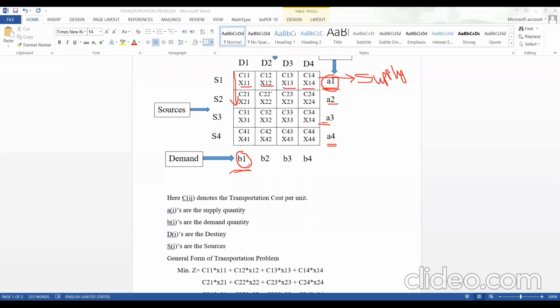Here D1, because the demand of destination D1 is how much? It is B1. So from different sources, the product has been supplied to the destination D1 in order to fulfill their demand. So demand is how much? B1. And from different sources, some quantity of product has been delivered to destination D1.